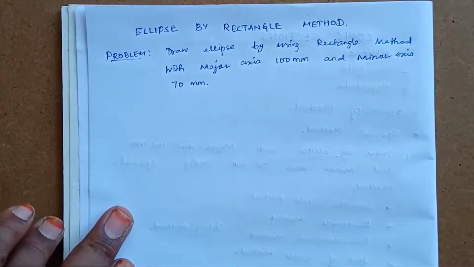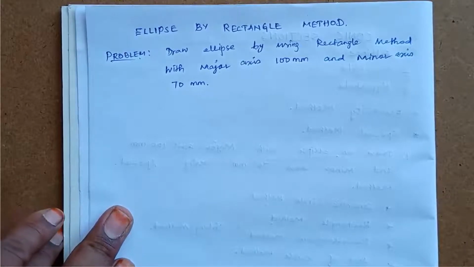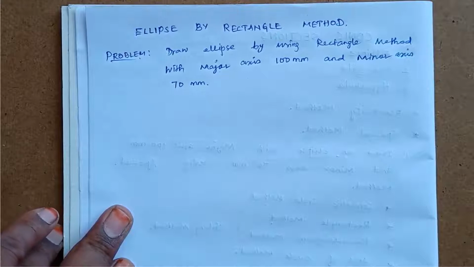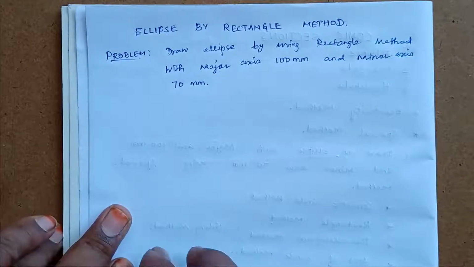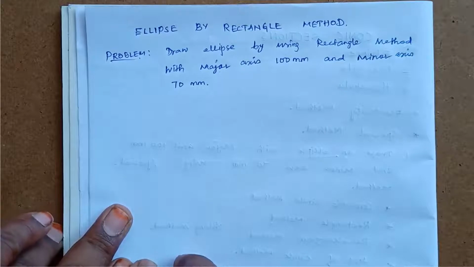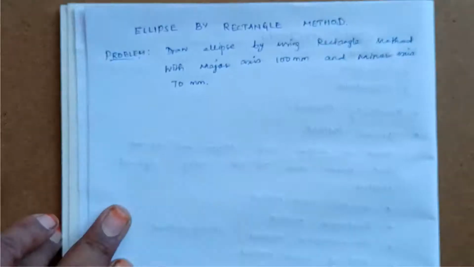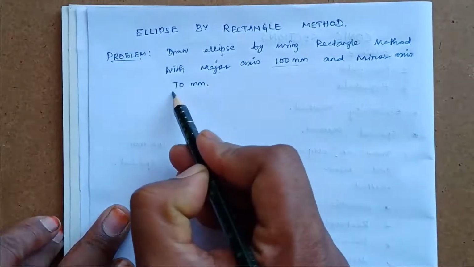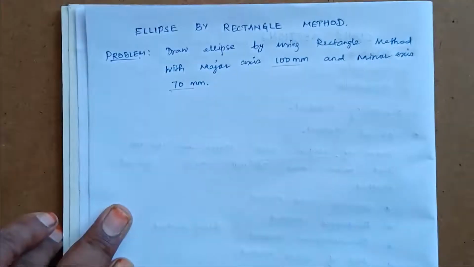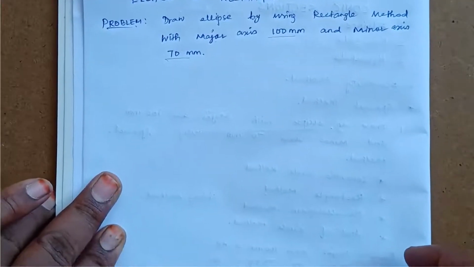So today we are going to see how to draw an ellipse by the rectangle method. Let us continue with the problem. Draw an ellipse by using the rectangle method with the major axis 100 mm and minor axis 70 mm. So here the given data is major axis 100 mm and minor axis 70 mm. Using this we are going to draw the ellipse using the rectangle method.